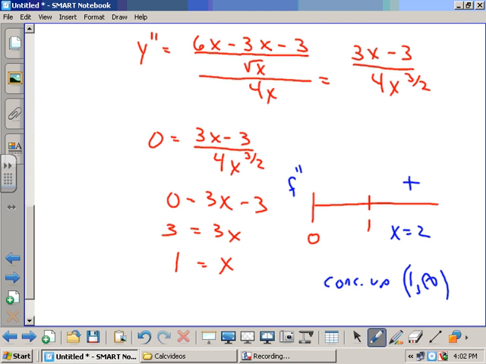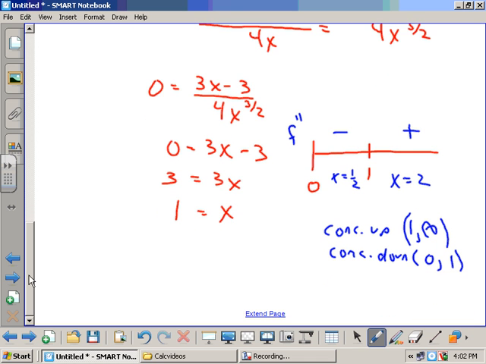And next, let's look at a half. If we plug in a half, well, we know the denominator will be positive, but if we plug a half into the numerator, we get a negative value, so we must be concave down. Now, with this change in concavity, we can conclude then that we do have an inflection point at x equals 1.